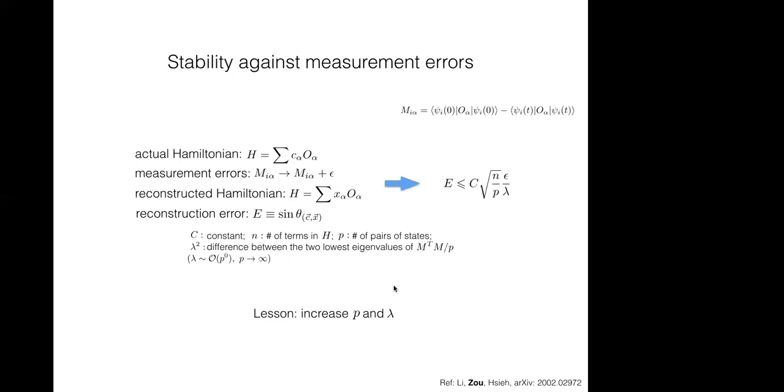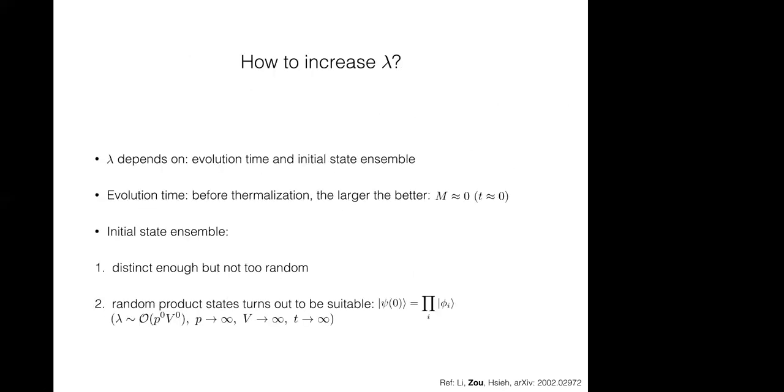So the lesson we have learned from this exercise is that to reduce the reconstruction error, we need to increase the number of pairs of states or this lambda. To increase the number of pairs of states, we just increase it. Let's ask, how do we increase lambda? Lambda turns out to be determined by two factors. One factor is the evolution time. The other is the ensemble of the initial states.